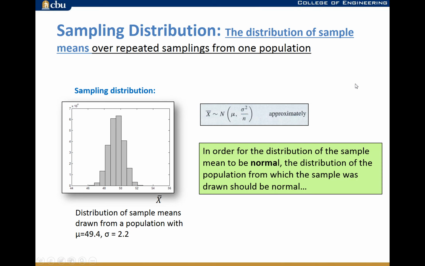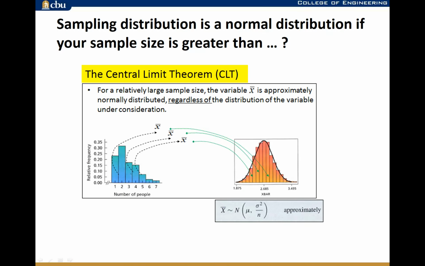So in order for the distribution of the sample means to be normal, the distribution of the population from which each sample was drawn should be normal. But is it really always true? This is the lesson where we talk about the central limit theorem.